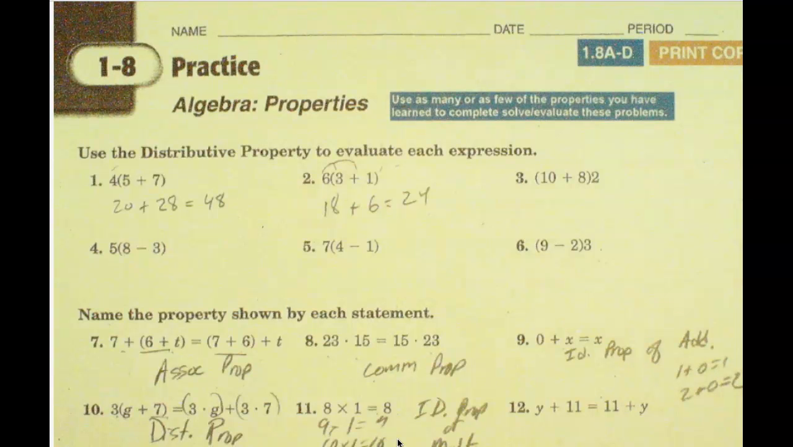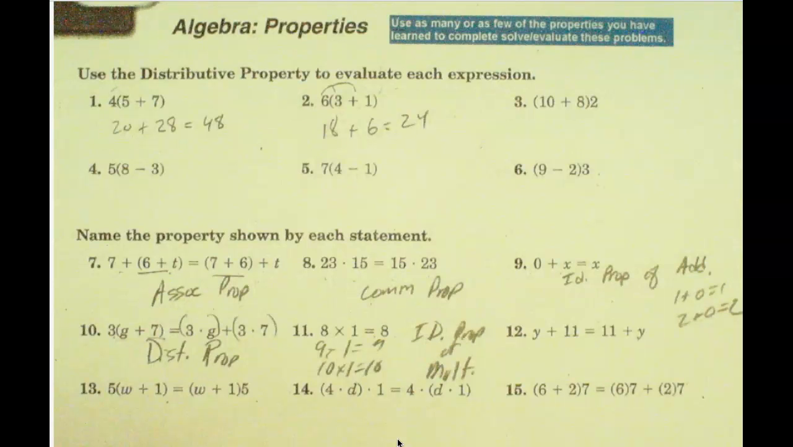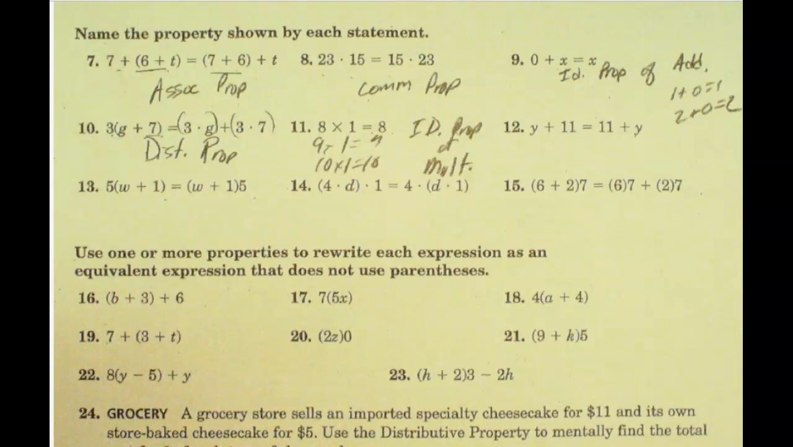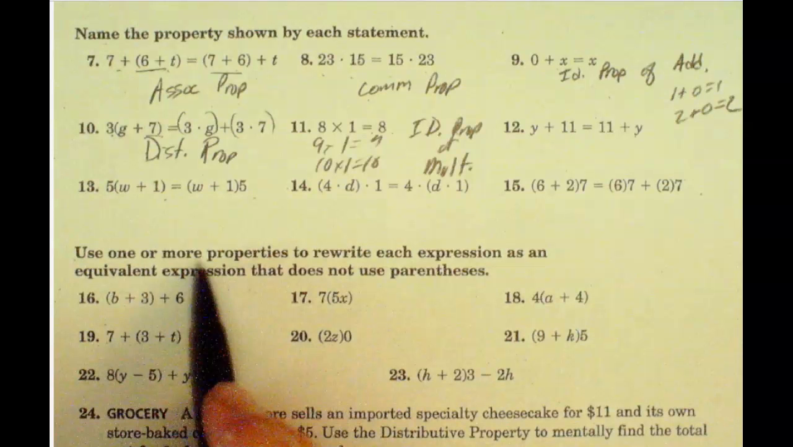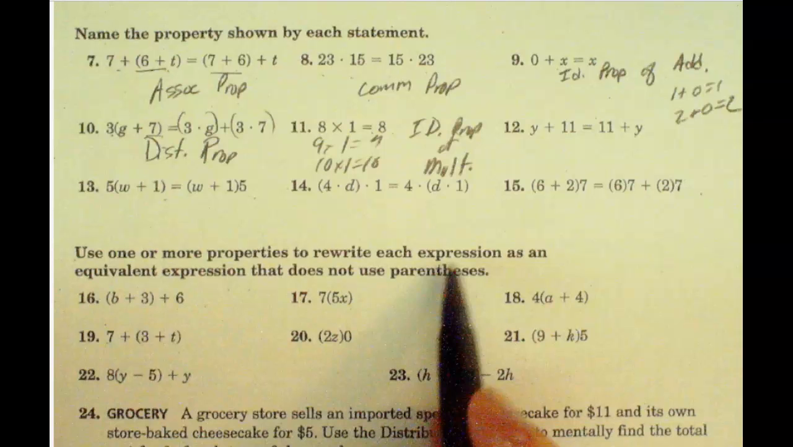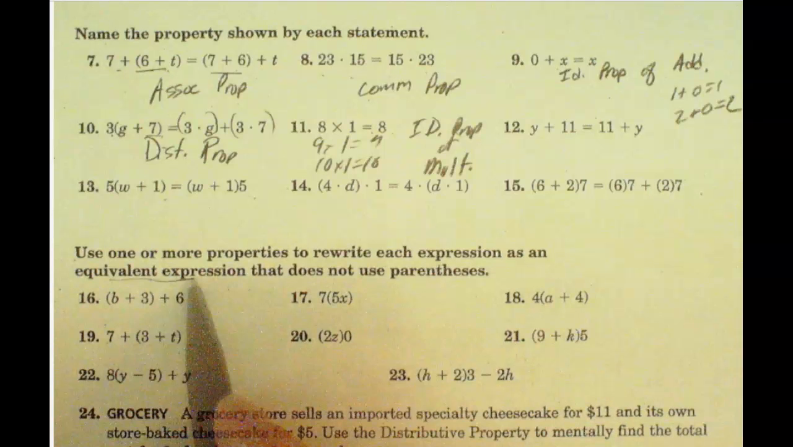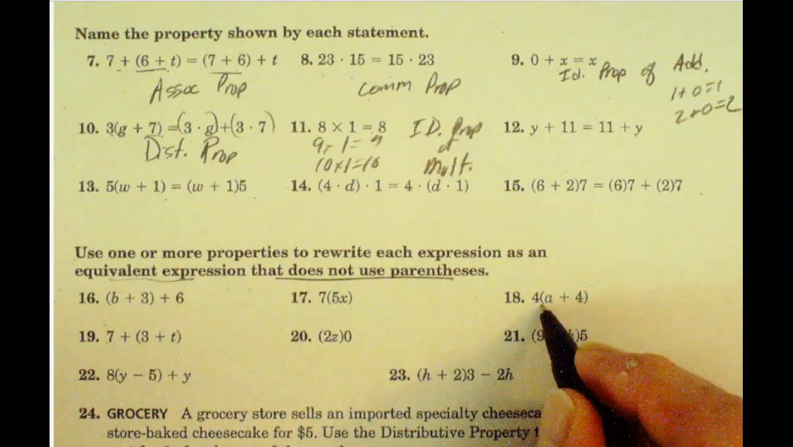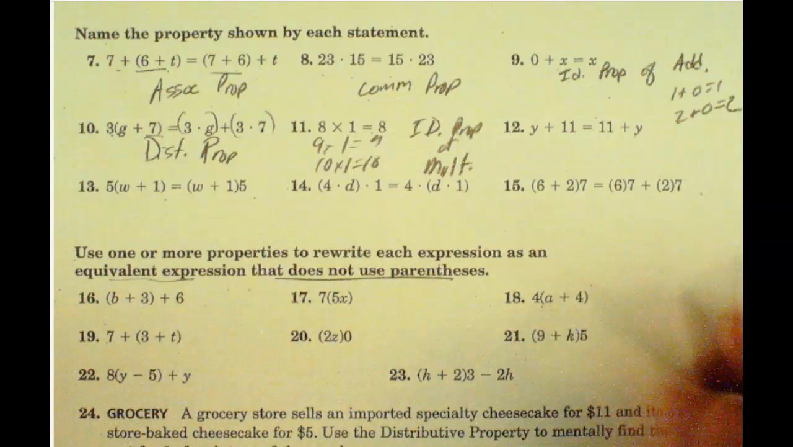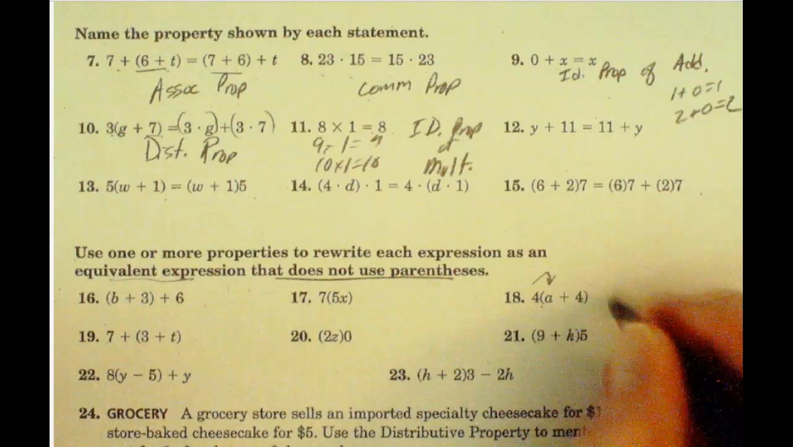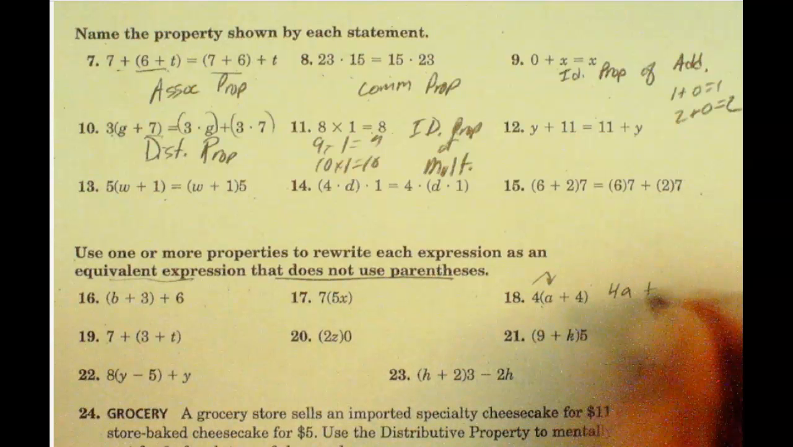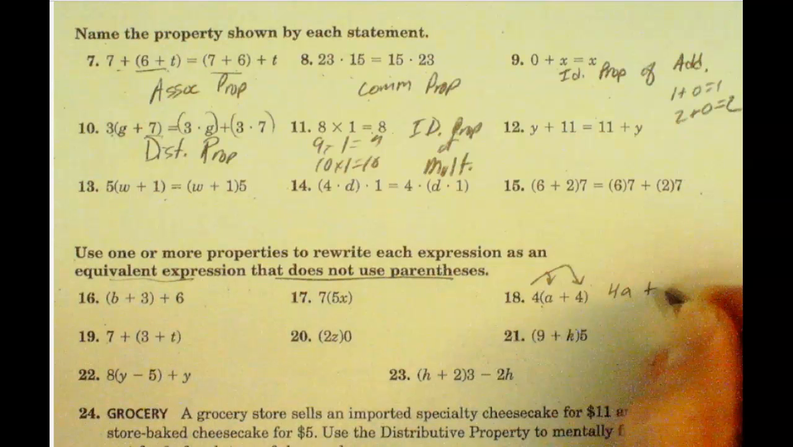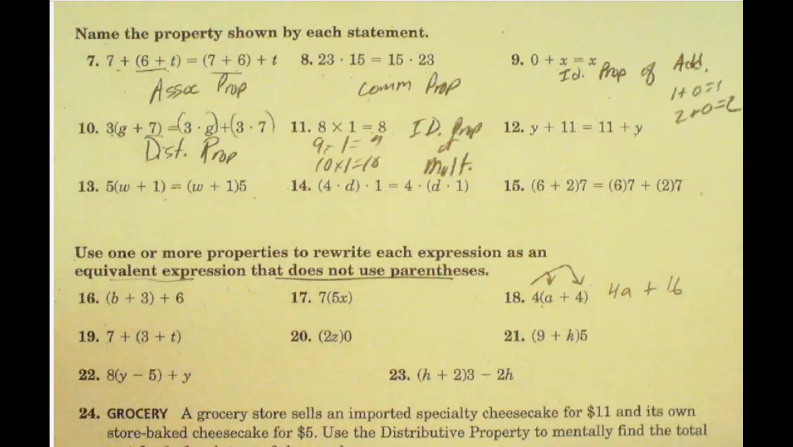All right, I'll let you work through the rest of those on your own. Try a few of these down here. These ones are oftentimes troublesome for kids. In this section here, we're going to use one or more properties to rewrite each expression as an equivalent expression that does not use parentheses. For instance, look at 18. How could we write this without parentheses? Well, we could write this as 4a plus 4 times 4 is 16. No parentheses, it's an equivalent expression.